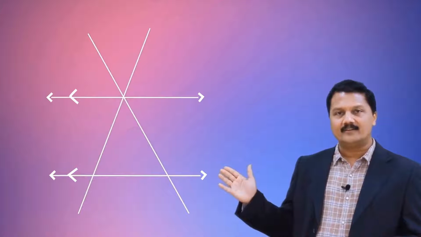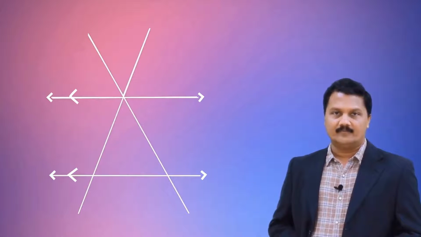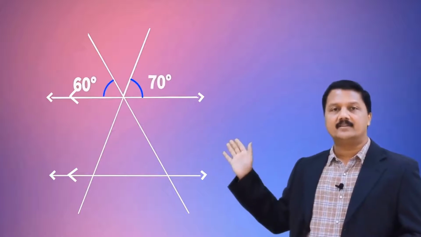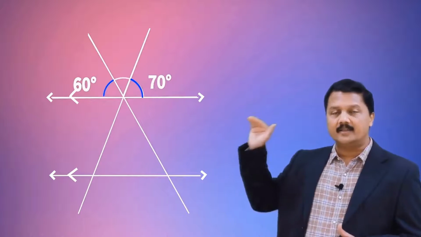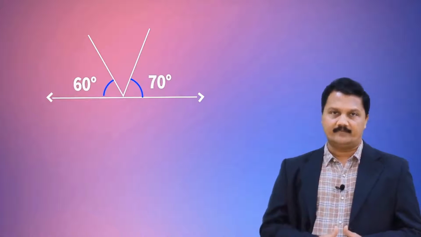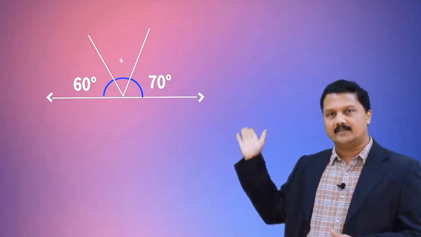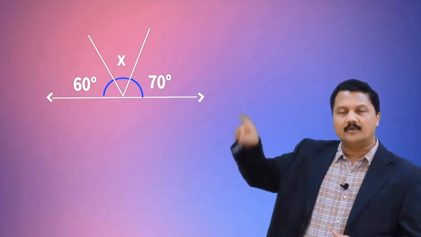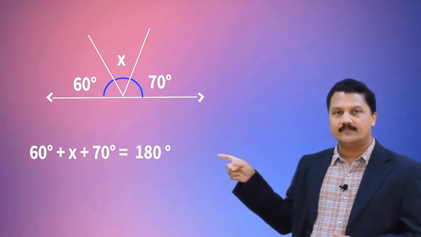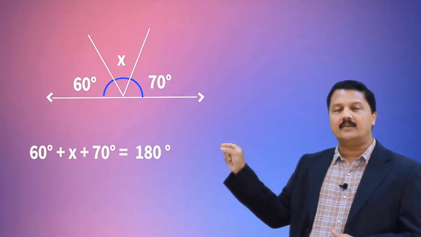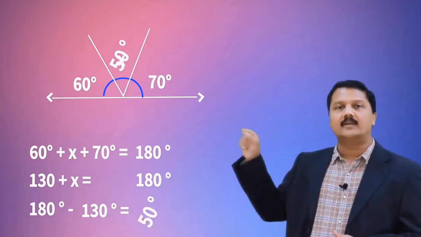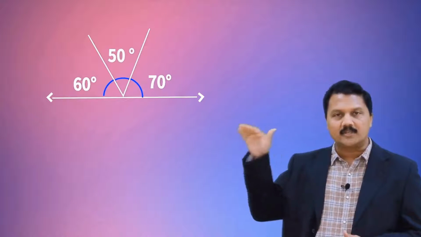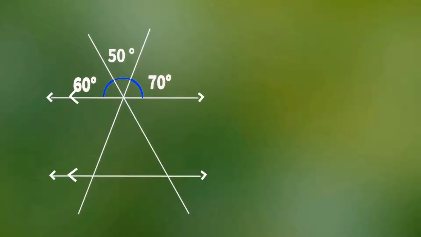Consider another interesting figure. In this one, two angles are given, 60 degrees and 70 degrees. How do you find other angles? Let's consider these three angles on one side of a line. One 60 degrees, the other 70 degrees. You know that all of them total is 180 degrees. So 60 plus 70, 130. 180 minus 130, that is 50 degrees inside. Using this, let's find all other angles.